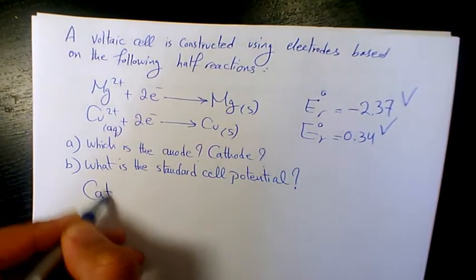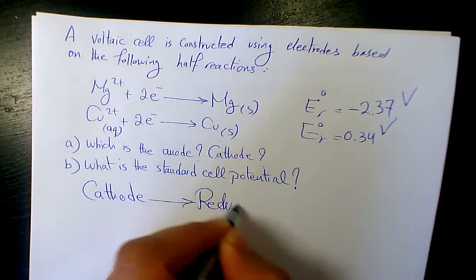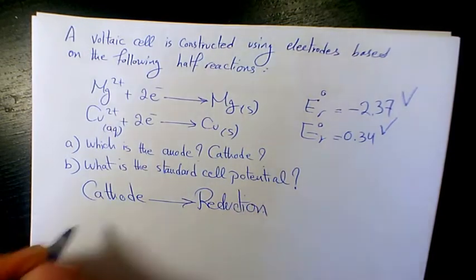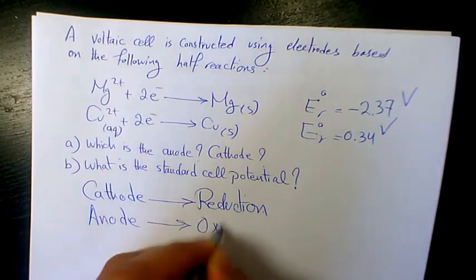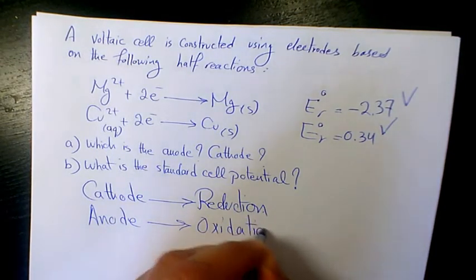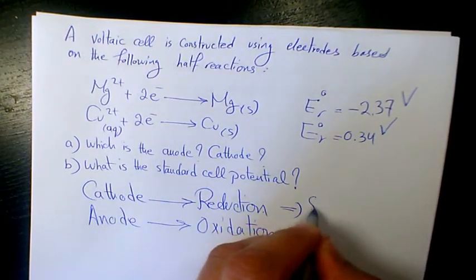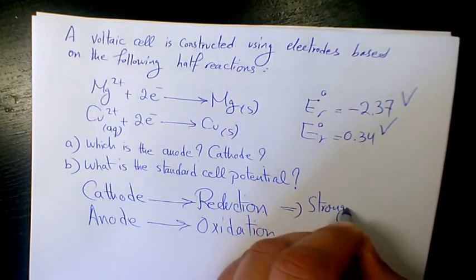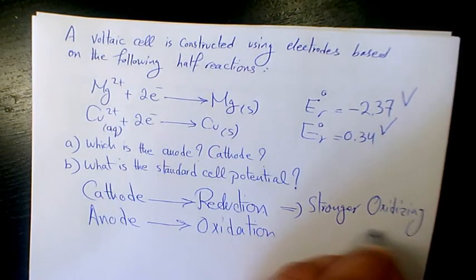Now we need to figure out which one is anode, which one is cathode. Cathode is the one that reduction happens, and anode is the one that oxidation happens. So electrode in cathode is the one that is stronger oxidizing agent.